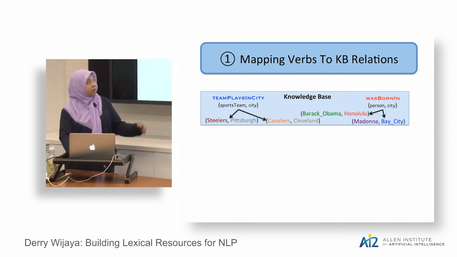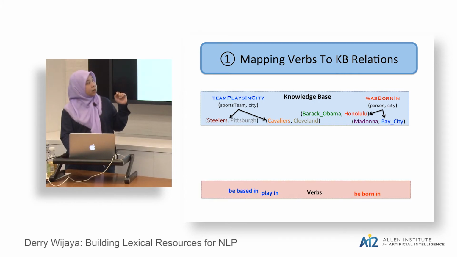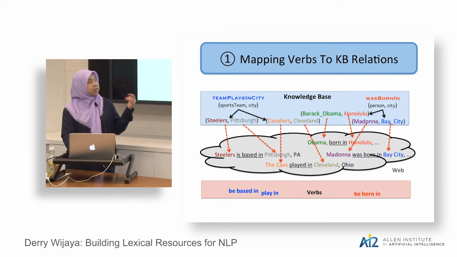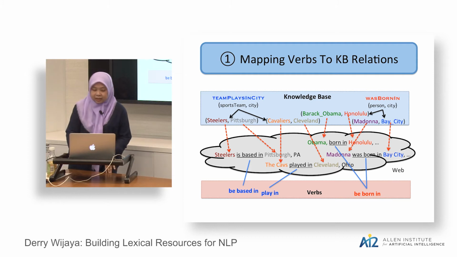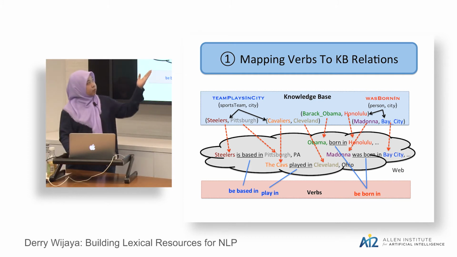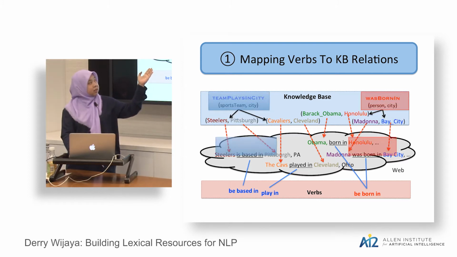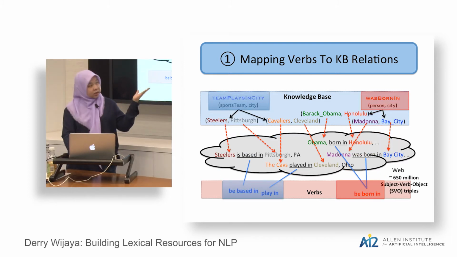So the idea that we have is, on one side, we have the knowledge base with the relations, and we also have the entity pairs that instantiate these relations. And on the other side, we have the verbs. So the idea is that we use the web text to bridge the knowledge base relations to the verbs. To do that, we find mentions of the entity pairs in the knowledge base in the web text, and then using the statistics, we map the relations to the verbs.